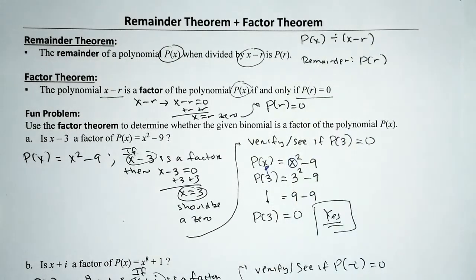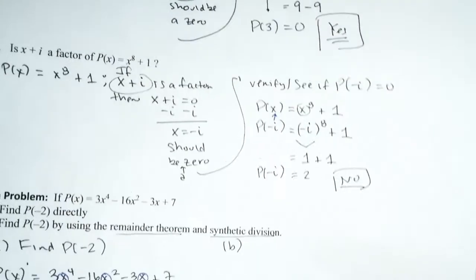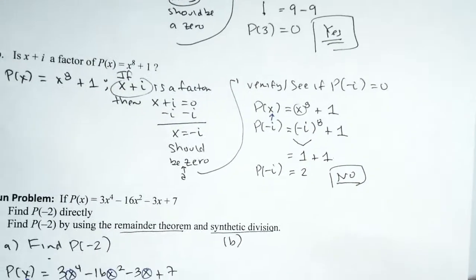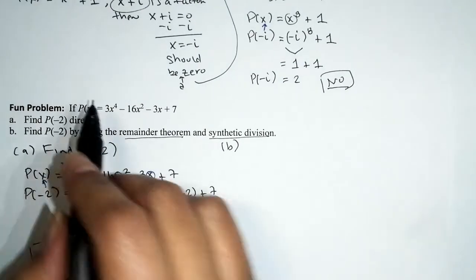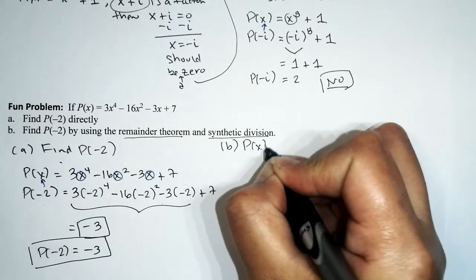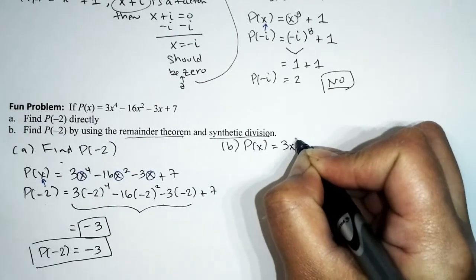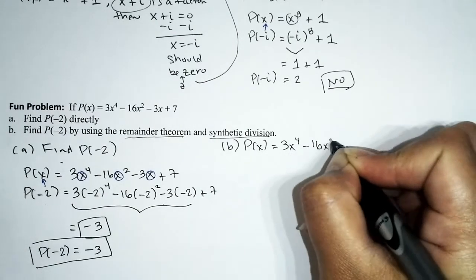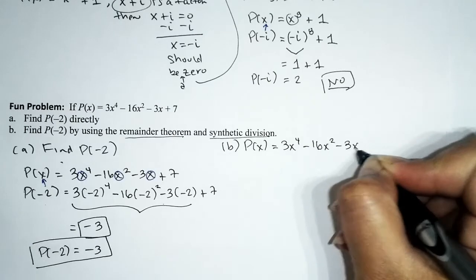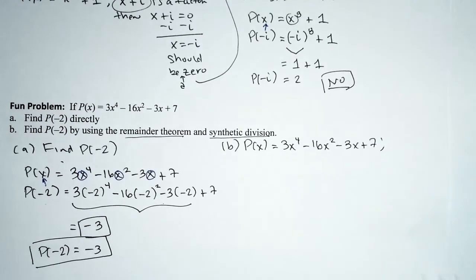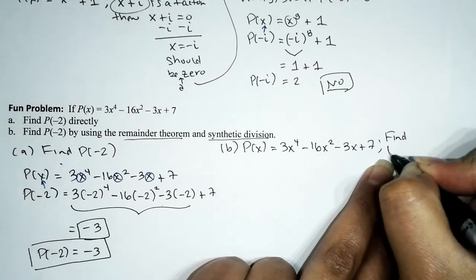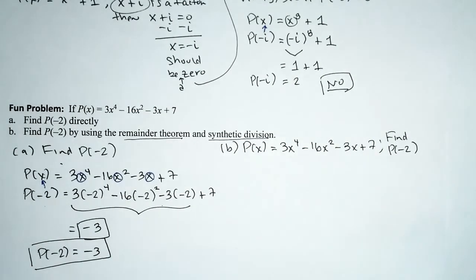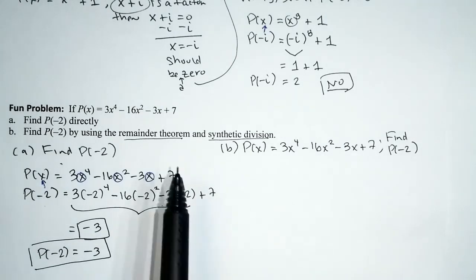Okay, so hold on. Okay, this is not good. Okay, let me go ahead and write down the polynomial again. So we have p of x is equal to 3 times x to the 4th minus 16x squared minus 3x plus 7, and we are asked to find p of negative 2, not by using the technique of our choice. Okay, we have to use the remainder theorem.